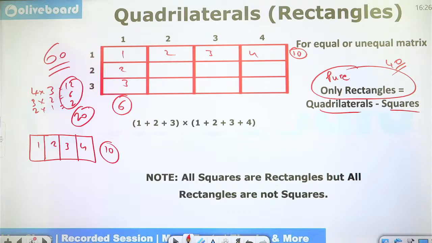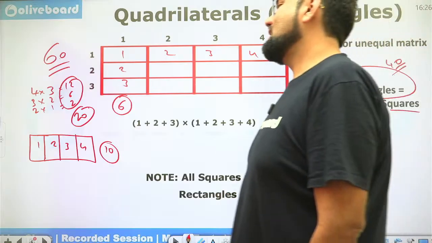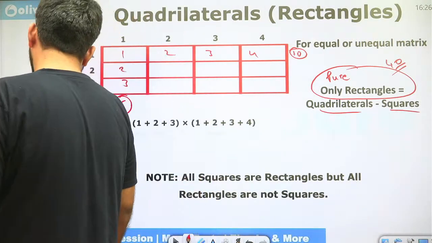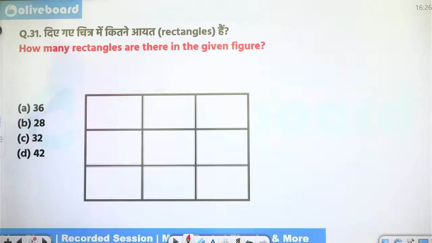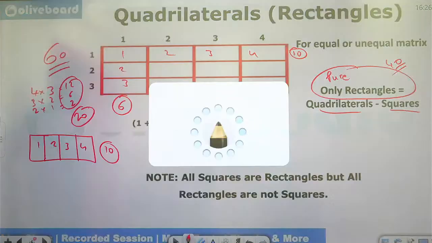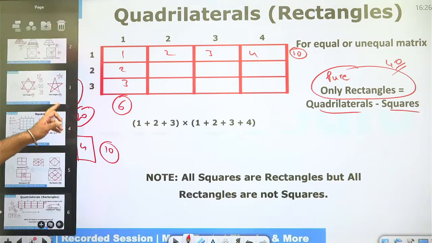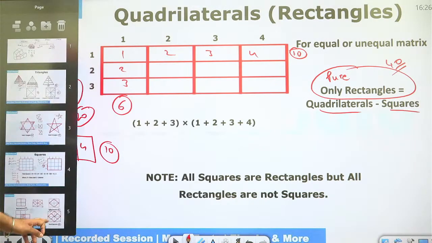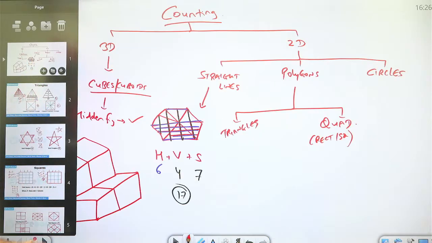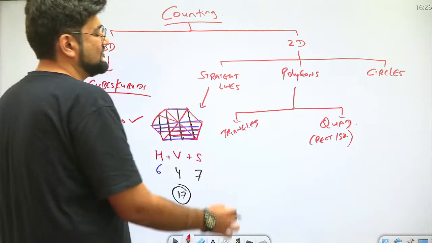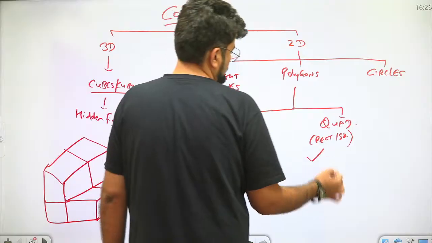40 pure rectangles. Okay. So if the question asks you how many pure rectangles or how many only rectangles are there, this is how you will approach it. You will find the number of quadrilaterals or normal rectangles, find the number of squares, subtract them and you will get your answer. There are no direct or fixed results for rectangles. All right. Now coming back to the initial section here, we have covered triangles, quadrilaterals, rectangles and squares also.